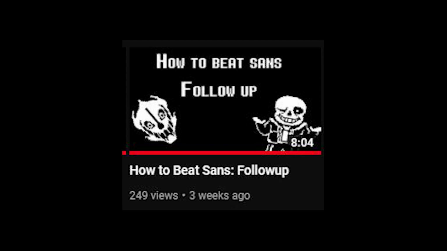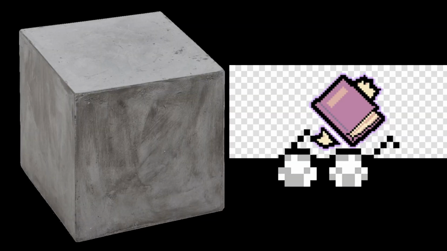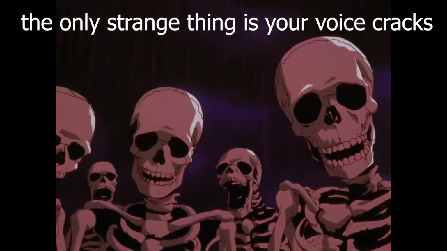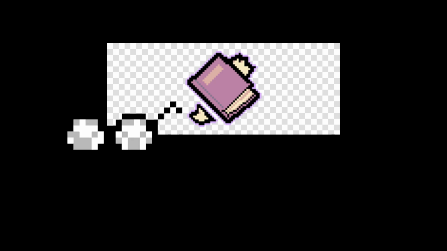Anyway, I want to talk about one thing that I realized when I was making the How to Beat Sans follow-up video. In that video, I talked about the torn notebook and the cloudy glasses, and I realized something which was kind of strange. So basically, some of the weapons and armors in Undertale have special abilities. These can do a bunch of different things, but I want to know, why do the notebook and cloudy glasses increase invincibility frames?